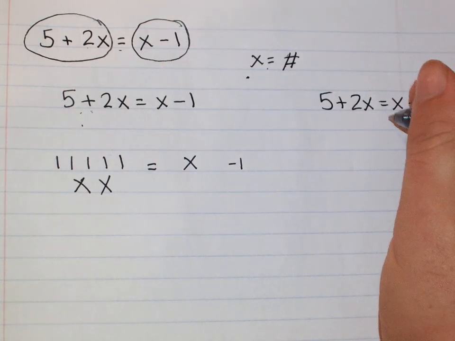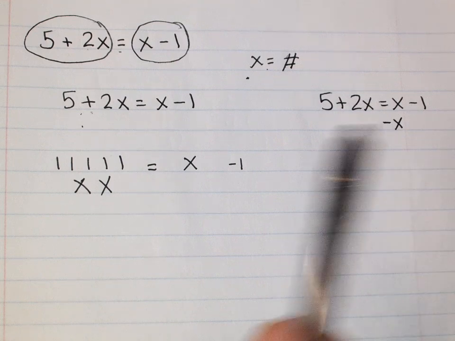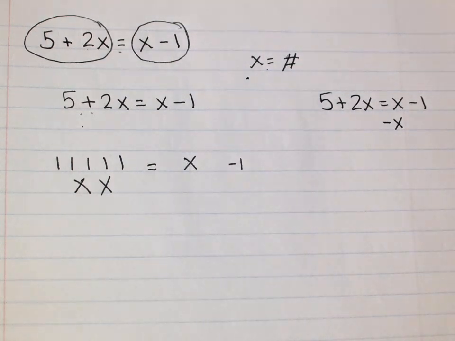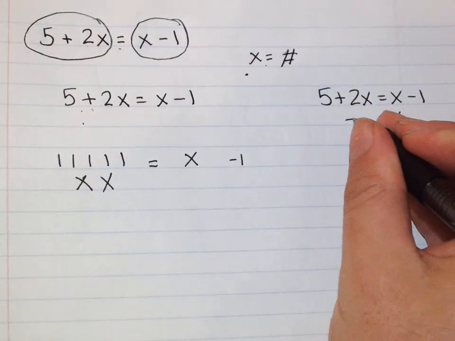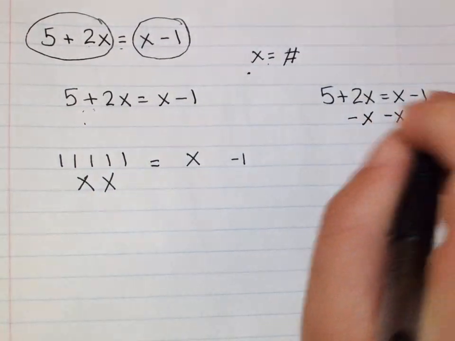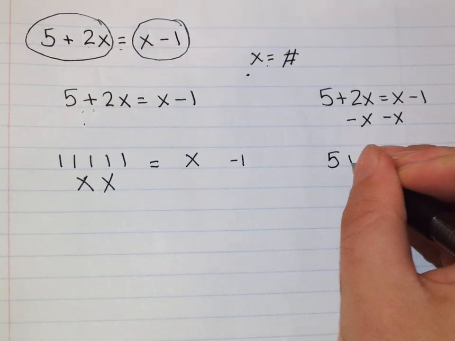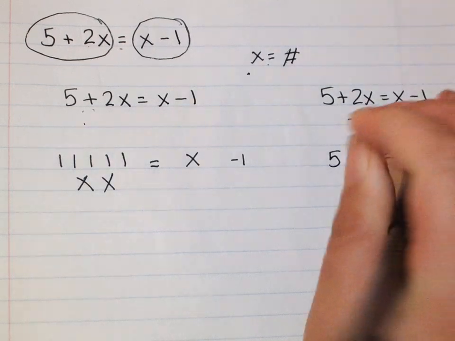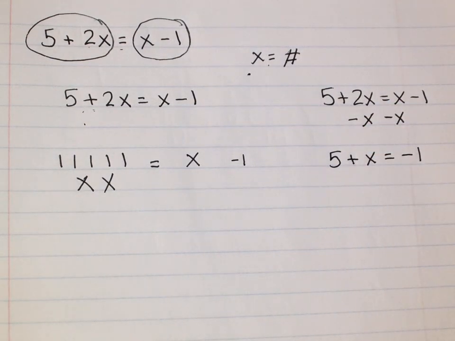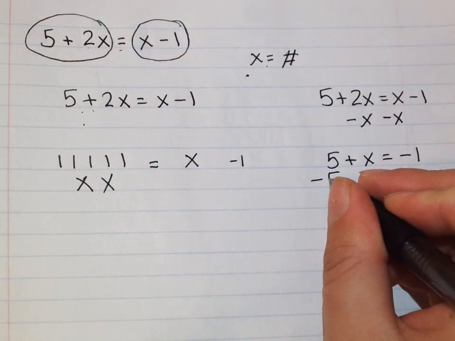I'm going to start by subtracting an x. Now, if I subtract an x, what I do to one side, I do to the other. So I'm going to subtract an x over here. And I'm going to rewrite my equation. 5 plus x equals negative 1. This is now a one-step equation. In order to find the value of x, I'm going to subtract 5.